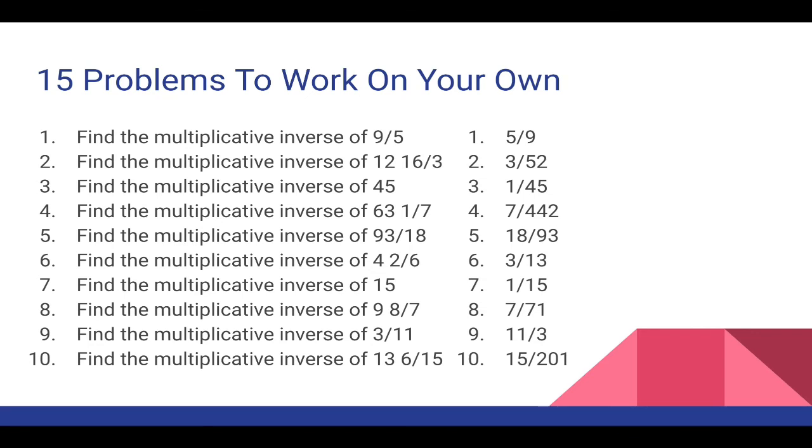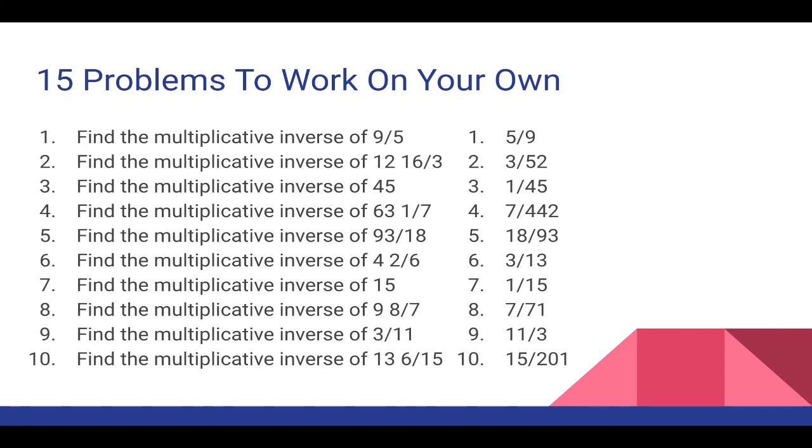The answer to the first problem is 5/9. The answer to the second problem is 3 over 52. The answer to the third problem is 1 over 45. The answer to the fourth problem is 7 over 442. The answer to the fifth problem is 18 over 93.